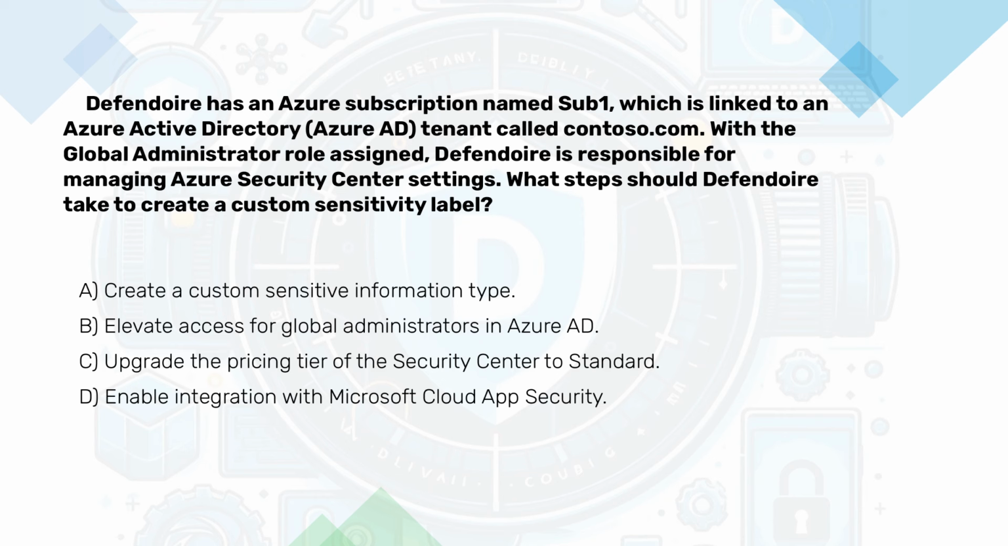Create a custom sensitive information type. Elevate access for global administrators in Azure Active Directory. Upgrade the pricing tier of the Security Center to Standard. Enable integration with Microsoft Cloud App Security.